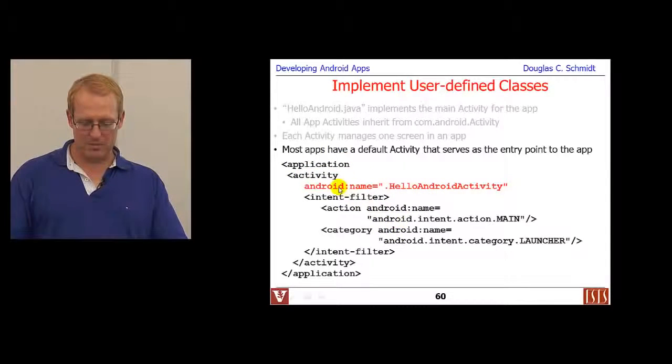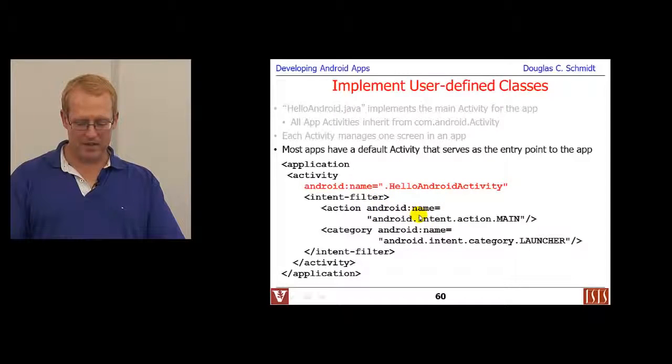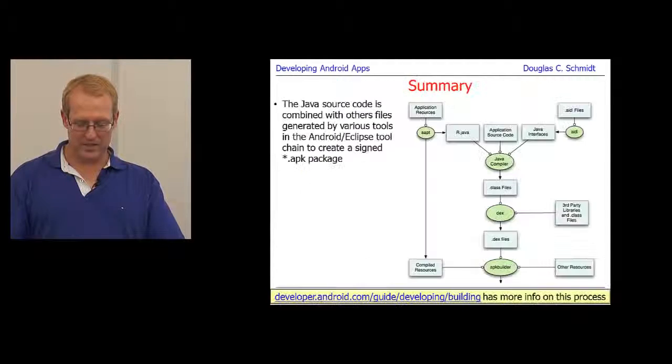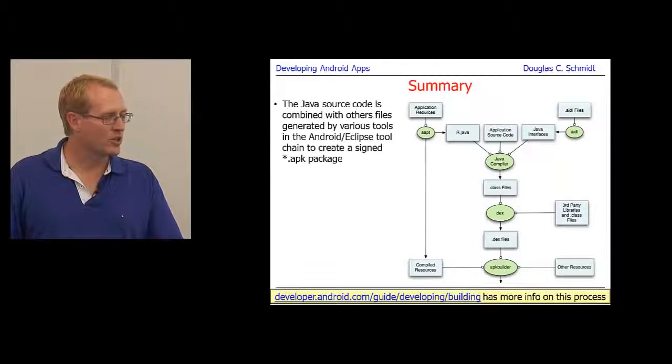And then here's a little snippet showing you what things look like underneath the hood in the manifest file, where we have the name of this, and it tells what intents it knows how to handle when you launch that activity.